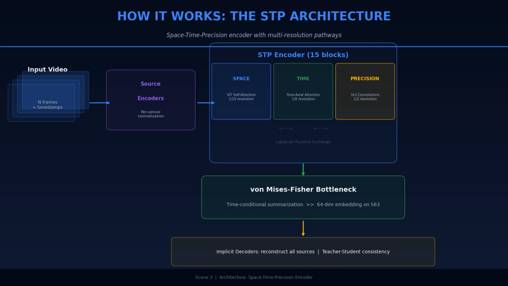These pathways exchange information through learned Laplacian pyramid rescaling. The output passes through a von Mises-Fisher variational bottleneck that produces a 64-dimensional embedding on a unit hypersphere, conditioned on a user-specified time period. Implicit decoders then reconstruct all source measurements from this embedding, and a teacher-student training scheme ensures robustness to missing data.